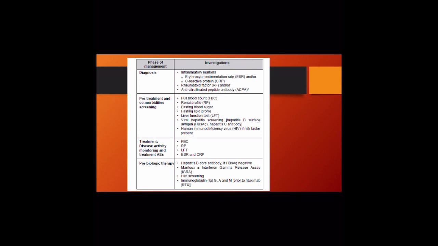HIV. Treatment, disease activity and monitoring, after we start the patient on disease-modifying anti-rheumatic drugs, we monitor the patient with FBC, RP, LFT, ESR, CRP. This is pre-biological therapy. For some patients we do MEN2, IGRA, HIV screening, immunoglobulin A, immunoglobulin G, AAM, and hepatitis screening.